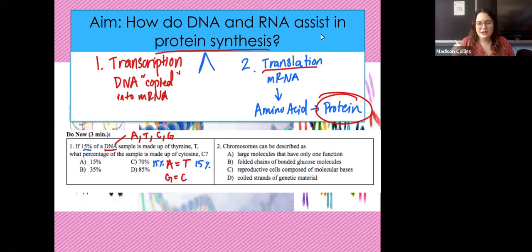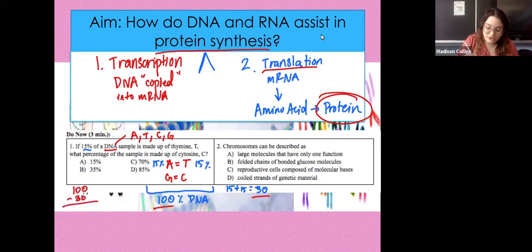But then if we add up both of those numbers, 15 plus 15 equals 30. So that means we now have 30% of our DNA sample accounted for. But we also know that all 4 of these bases have to add up to be 100% of our DNA sample. So what do we have to do next? Well, we have to take this 30% and subtract it from 100. So 100 minus 30 is going to be 70%, but that's not our final answer. So we're not done yet.